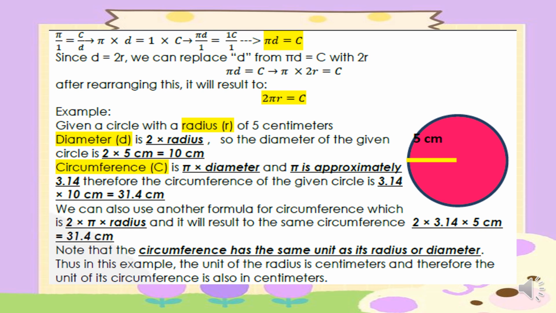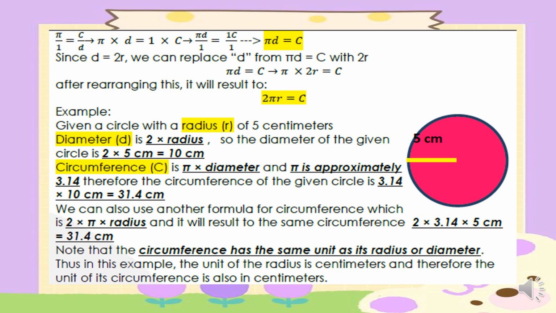For the example, given a circle with a radius of 5 centimeters, to get the diameter, that is 2 times the radius. So if the radius is given, you will multiply the radius by 2. That will become 2 times 5 centimeters, which equals 10 centimeters.